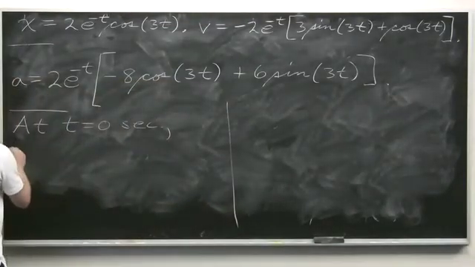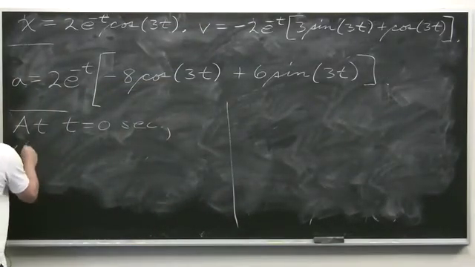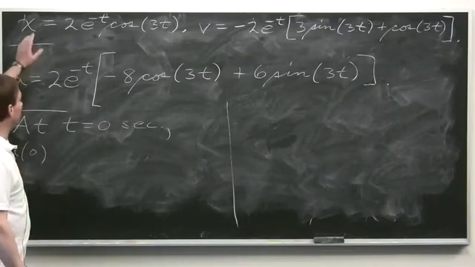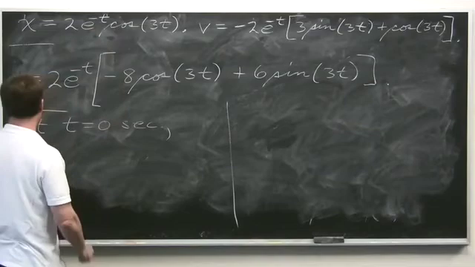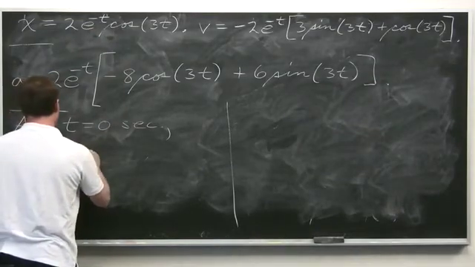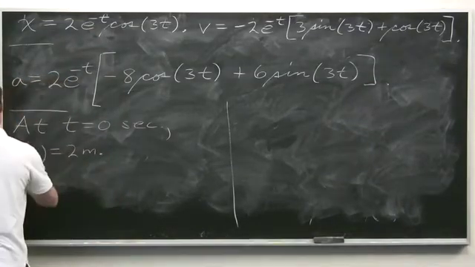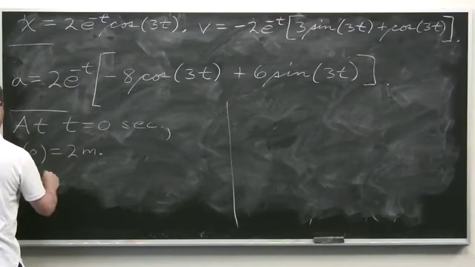We get at the position. So at t equals 0, e to the 0, that's 1. Cosine of 0, that's 1. We just get 2 meters again. So it's 2 meters to the right of equilibrium.